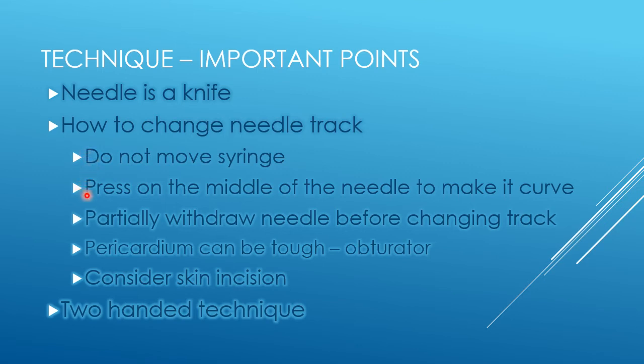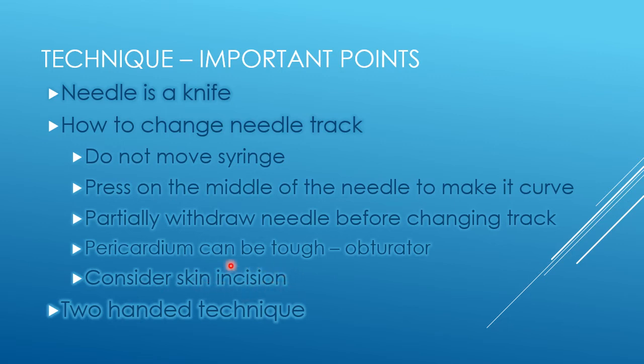Instead, it's better to press on the middle of the needle or close to the tip of the needle to try and make it curve. And the further out you can withdraw the needle before trying to change track, the more success you'll have. A needle which is deeply in, you won't be able to change where the tip is going. Remember that there are tough fibrous tissues on the way through, and an obturator is essential if you're using a short bevel pericardiocentesis needle. And consider doing a little skin incision.